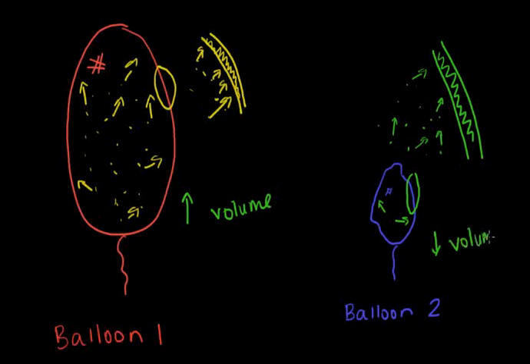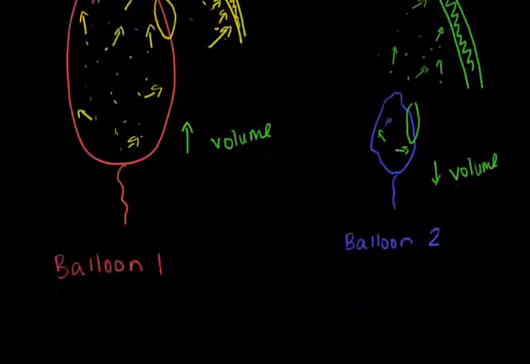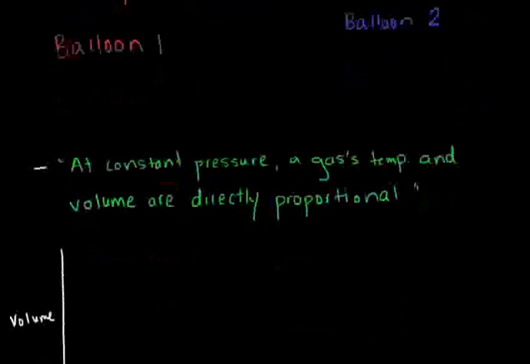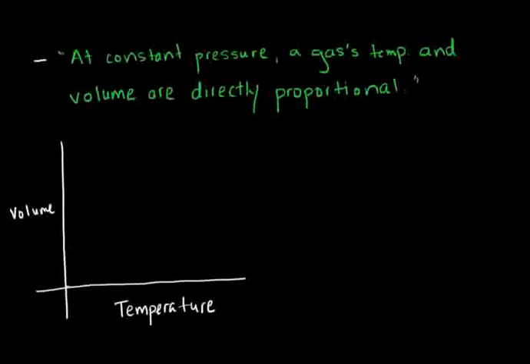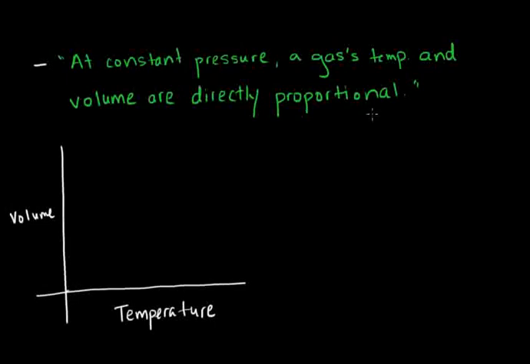And so we can, again, just as we stated Boyle's law, state Charles's law in terms of a nice little sentence here. At constant pressure, so remember that's important, we're always keeping something constant, a gas's temperature and volume are directly proportional. And you can remember this as when we heat something up, heat a gas up, it gets bigger. And when we cool it down, it gets smaller.